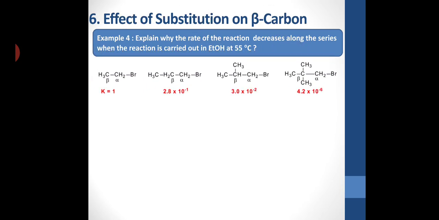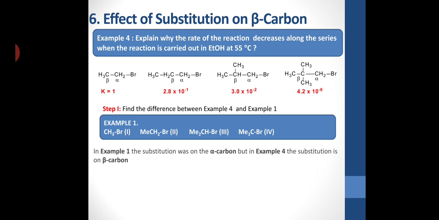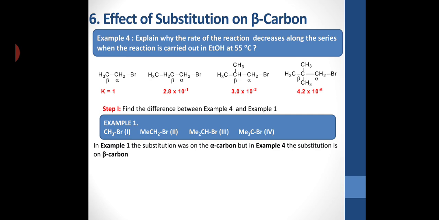It is observed that the reaction rate decreases along the series when the reaction is carried out in ethanol at 55 degree centigrade. How will you explain this? Step 1. Find the difference between example 4 and example 1. In example 1, the substitutions are on alpha carbon atom, and in example 4 the substitutions are on beta carbon atom.